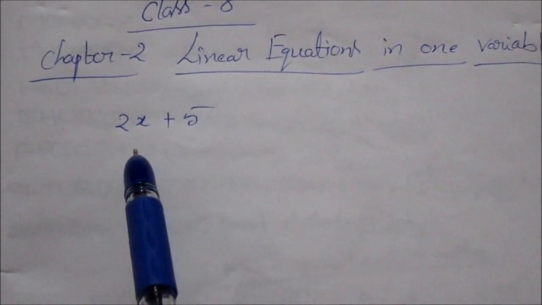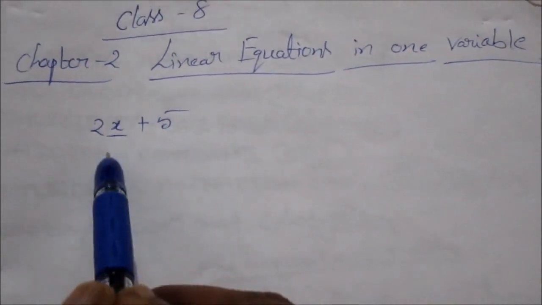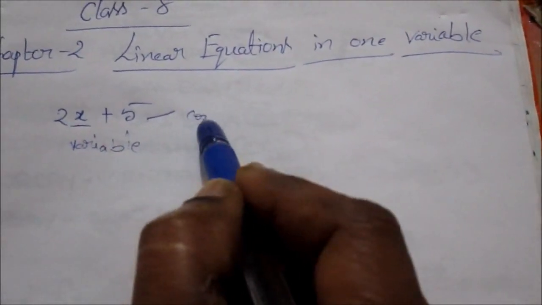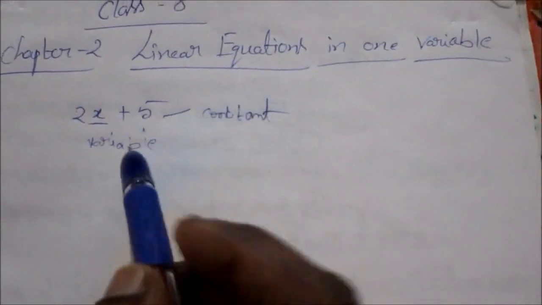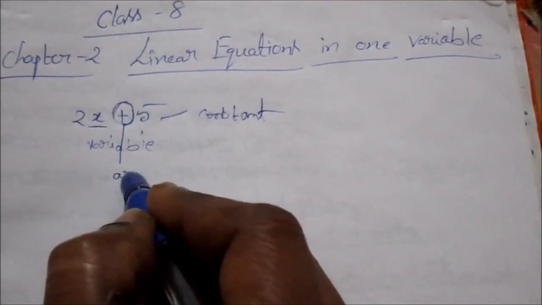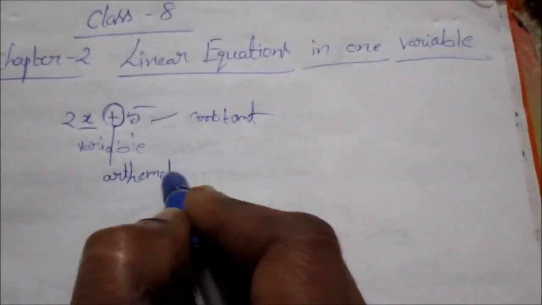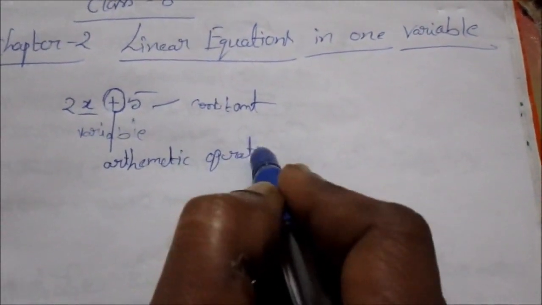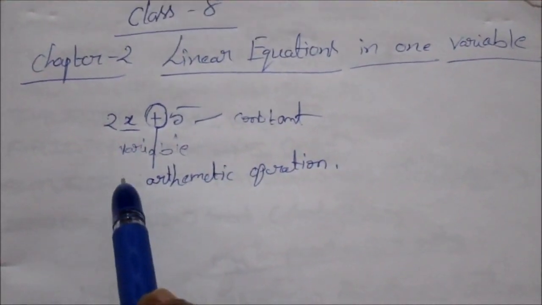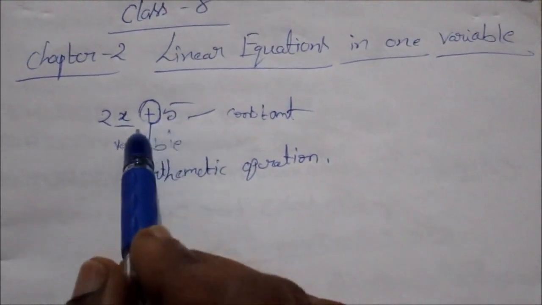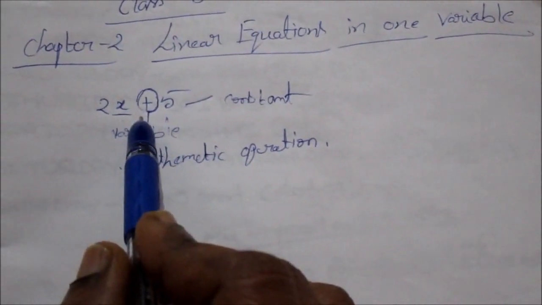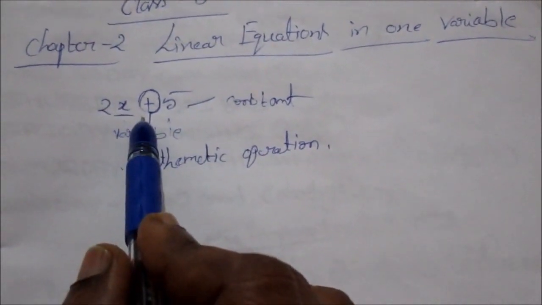Why is this an expression? Because it has a variable, constant, and it involves an arithmetic operation. So this is an expression. An expression has variables, constants and any arithmetic operation. An arithmetic operation means plus, minus, multiplication, division. So like that.